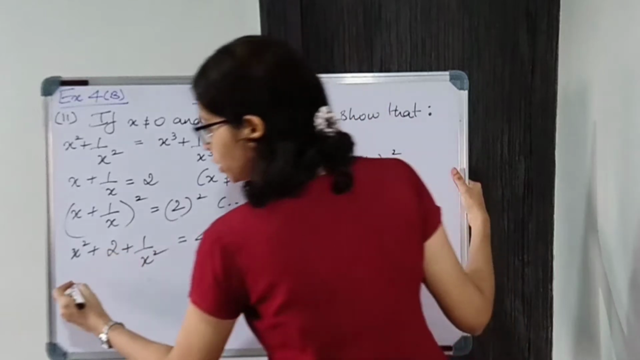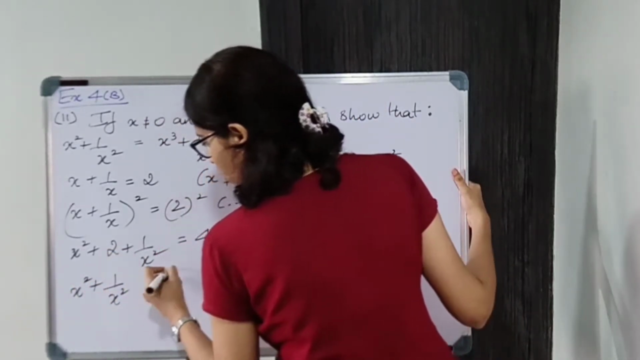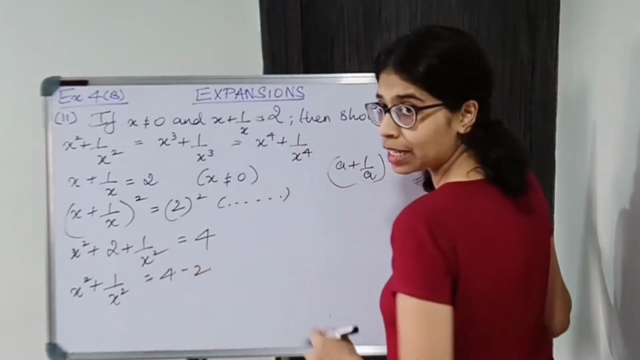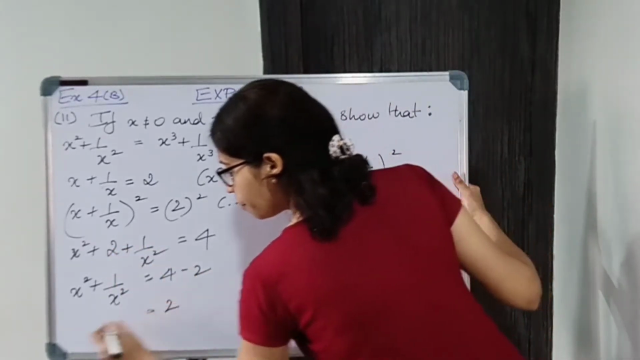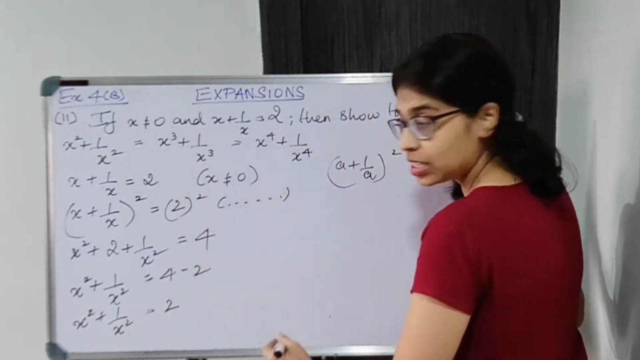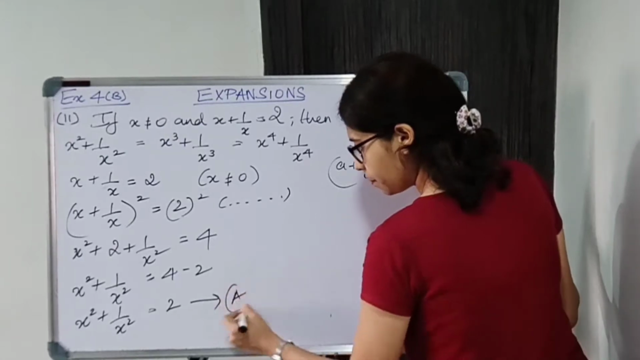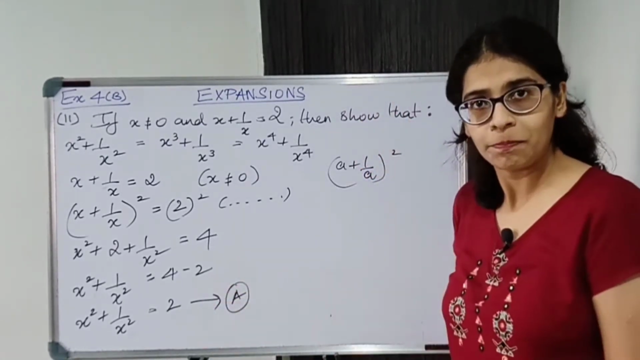We'll shift 2 to the other side. So x square plus 1 upon x square is equal to 4 minus 2. This will become negative, so x square plus 1 upon x square is equal to 2. We get this. Mark this as A.